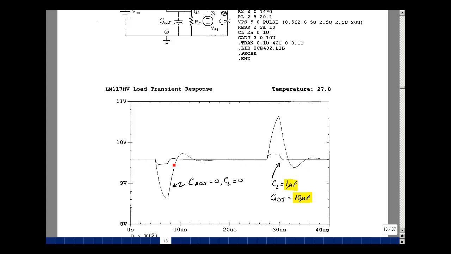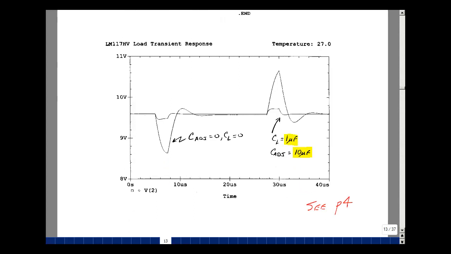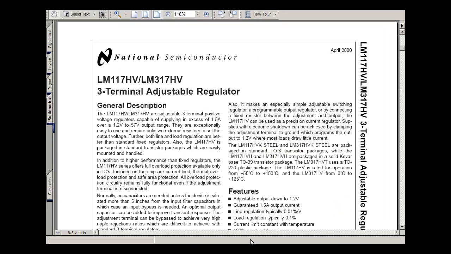Again, my data sheet, and this won't be a perfect match, but this did match fairly closely to my lab results. Again, I didn't do anything special for the transient response, but just simply got the AC and DC correct, and then these just became a consequence of that. Let's take a quick look at the data sheet again. And let's go to page 4.